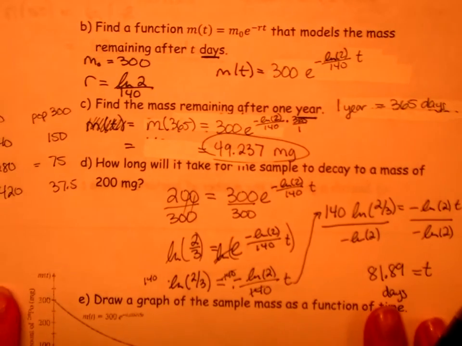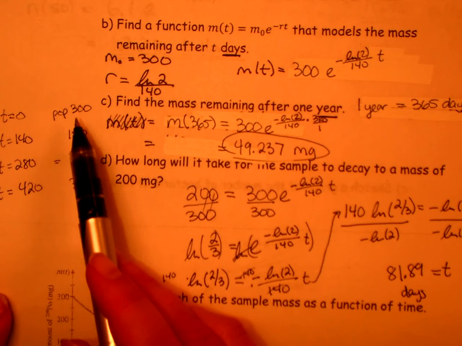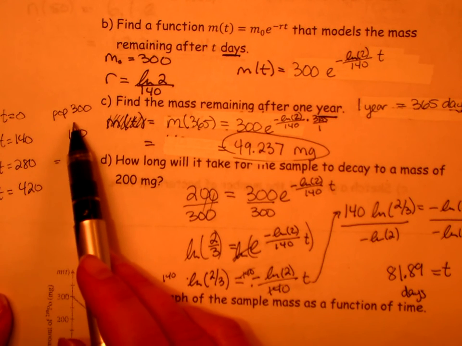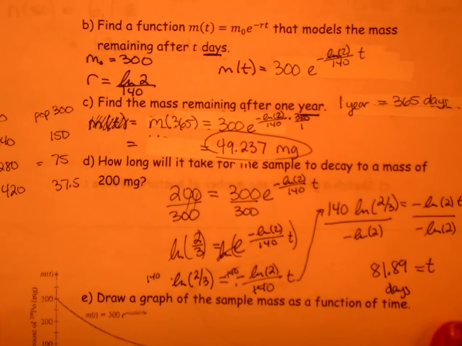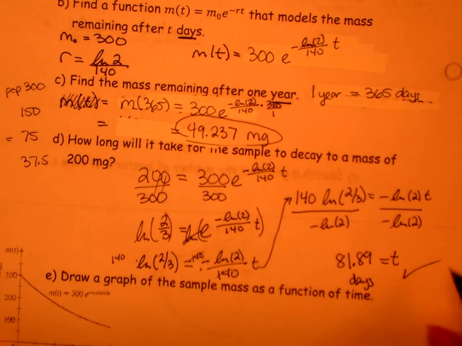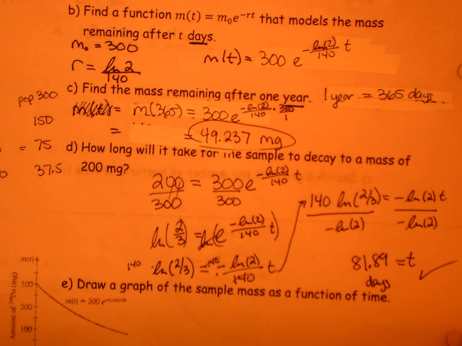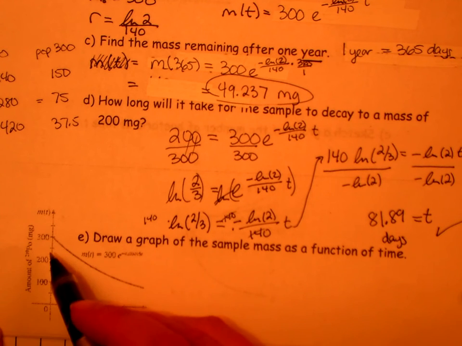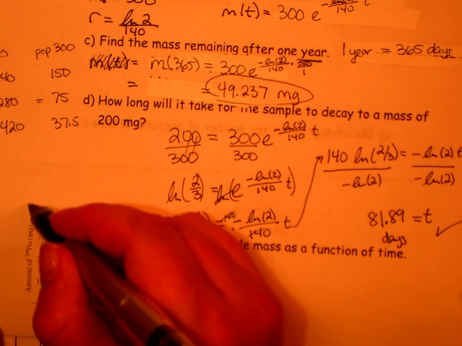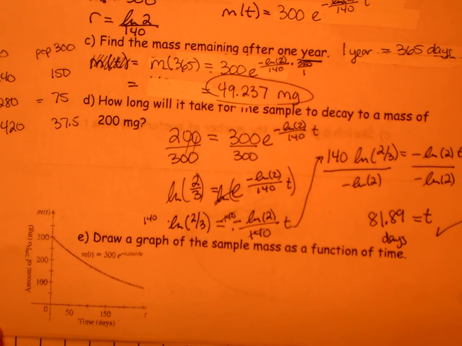It fits our timeline we set here, because 200 is in between here, and 81 days is between 0 and 140. So I believe we did it correctly at 81.89 days. The graph is going to be an exponential decay with an initial population of 300. So you just draw your decay, crossing the y-axis at 300. That would be good enough there.